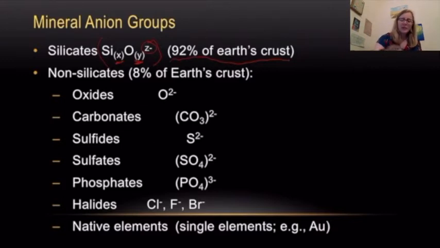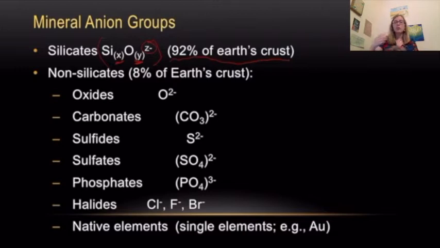Then we've got the remaining 8% of all minerals in the Earth's crust. Oxides are -2 anions. Carbonates, CO3 -2, that's an anion group, right? Not just an anion, but an anion group. Sulfides are S -2. Sulfates, SO4 -2, so that's again an anion group. Phosphates, PO4 -3. Halides can be any mineral that ends in chloride, fluoride, or bromide. And then native elements are minerals that are just made of one element.